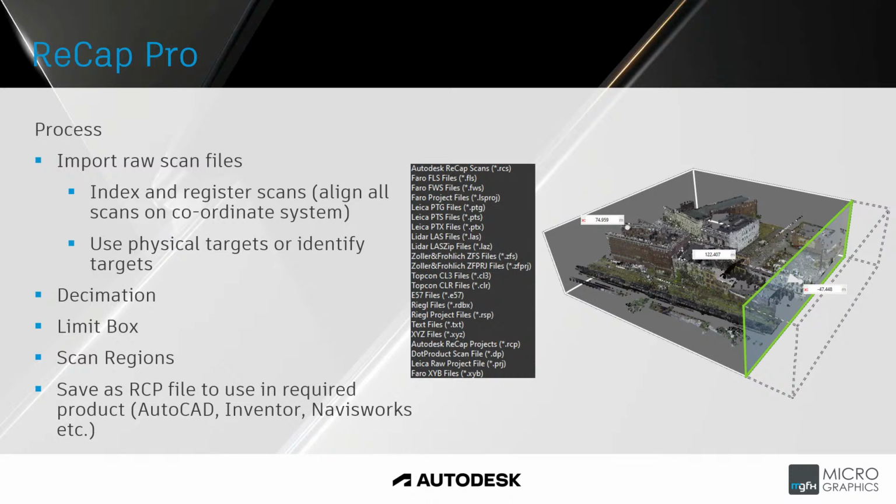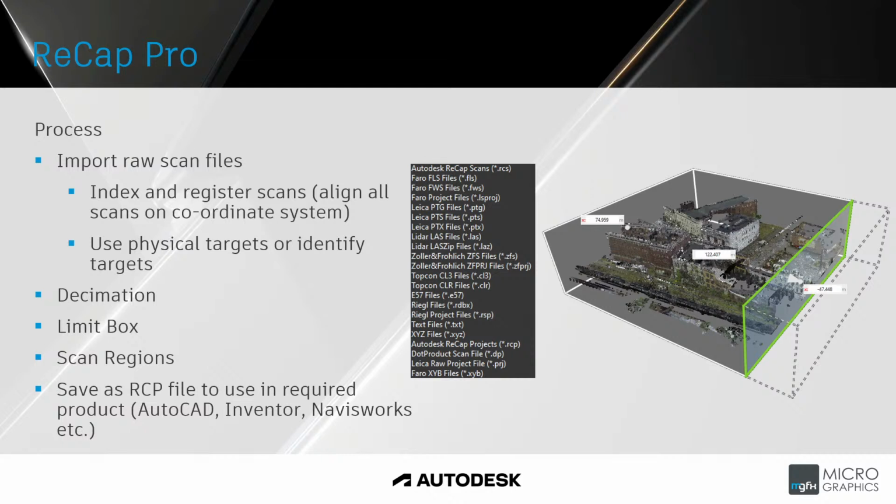So if we're having a look at some of the basic steps within the process, you would import your raw scan files. You can see there's a list there of supported file formats. So anything from your Recap scans file type, RCS, to Faro, Leica, LiDAR, Topcon, Riegl. There are a couple of other options there as well. So various formats are supported, where you can bring those raw files into Recap Pro.